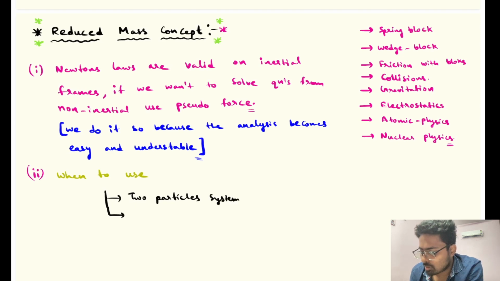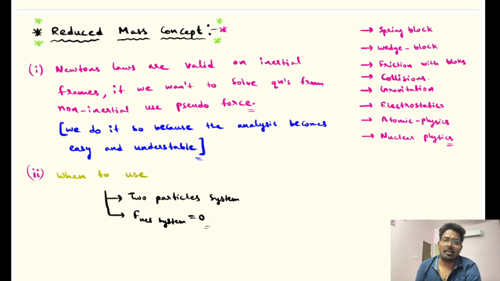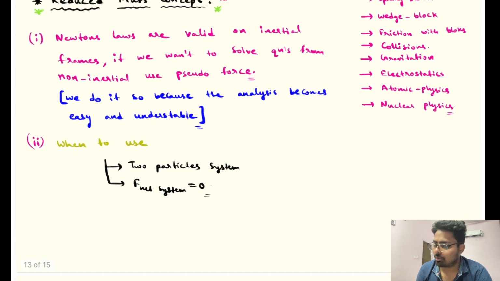and also the net force on the system should be zero, not on the individual particle. The net force on the system should be zero. When these two are valid, if these two boxes are ticked for us, then we can use the reduced mass concept. That means the first question, when to use, is clear. Then the third point: how to use. The third question that arises is how to use, right?